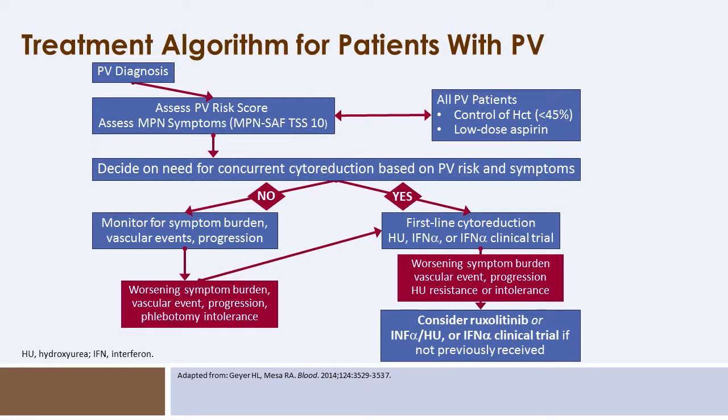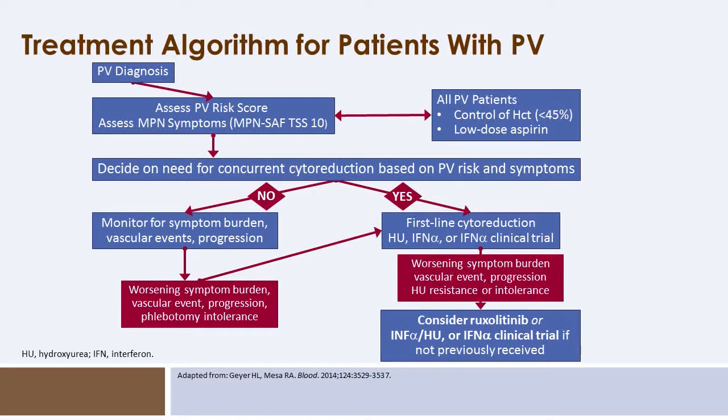Now, as a current treatment algorithm for polycythemia vera, I would recommend that we assess the patient's risk as well as the difficulty with their symptoms. And with all patients with polycythemia vera, we begin with a base of control of the hematocrit to less than 45%, as well as use of low-dose aspirin. We then decide on the need for concurrent cytoreduction based on the PV risk and symptoms.